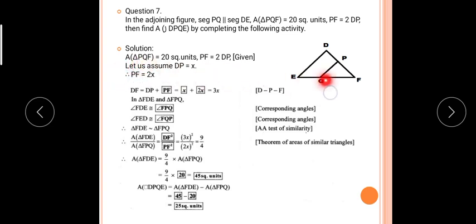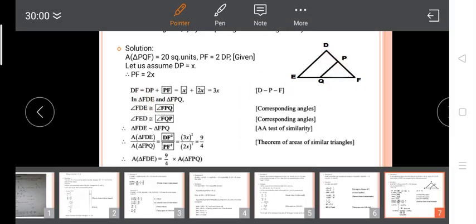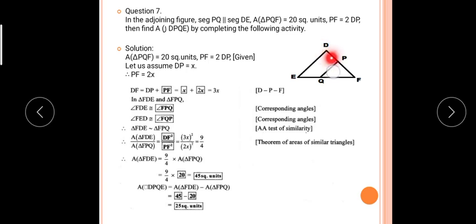Now listen, area of triangle PQF is 20. PQF means this small triangle has an area of 20 square units. PF is equal to 2 times DP, means a ratio of sides is given. Now assume that DP is x. So PF is 2 times DP, therefore it is 2x. Now DF total is DP plus PF, therefore x plus 2x, that is equal to 3x, because D, P, F are collinear.